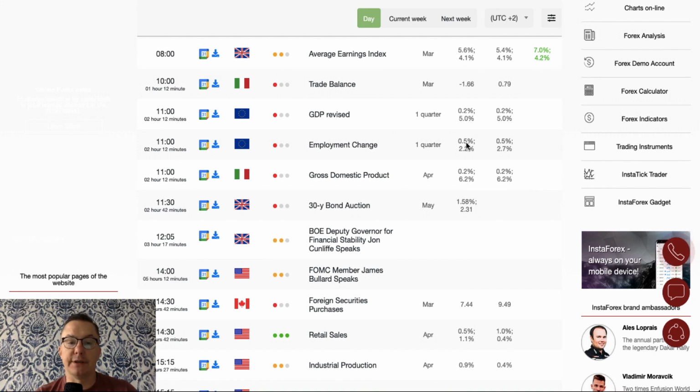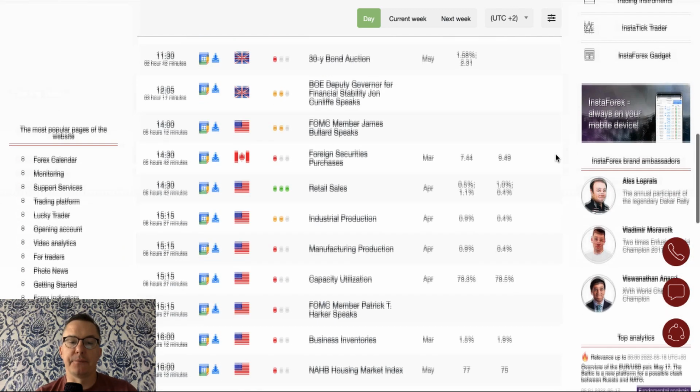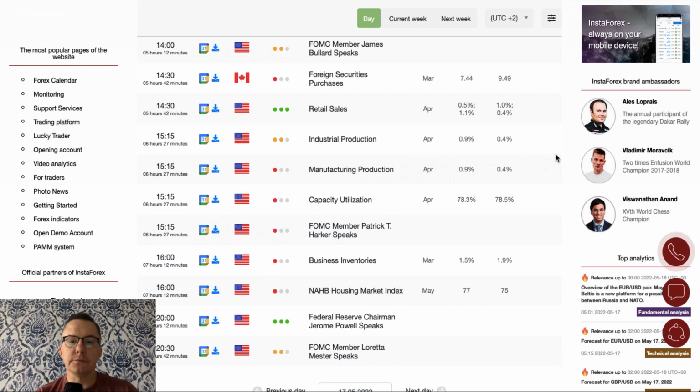Some data from the Eurozone is scheduled for release during the London session. The most important of this is, of course, the revised GDP and employment change from the Eurozone. Both of this data are scheduled for release at 11 a.m. during the London session, that was everything.